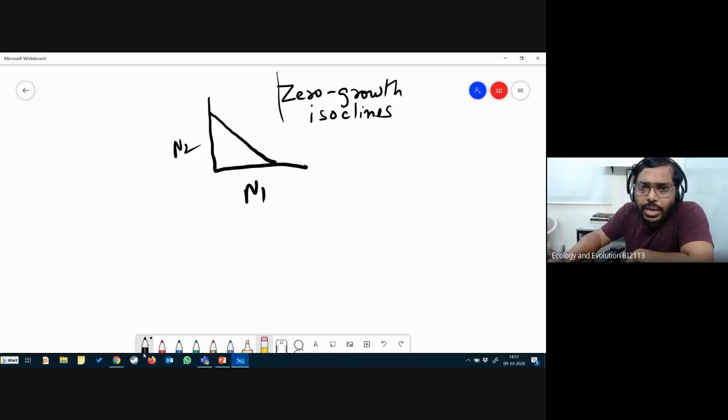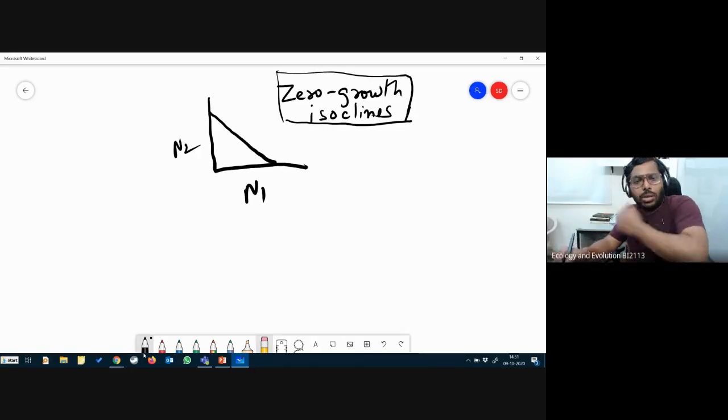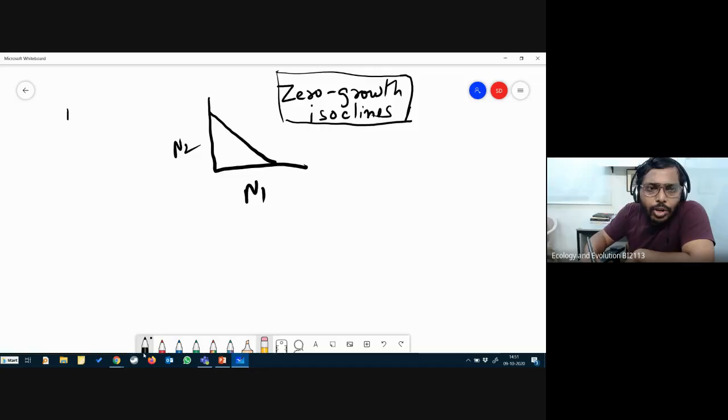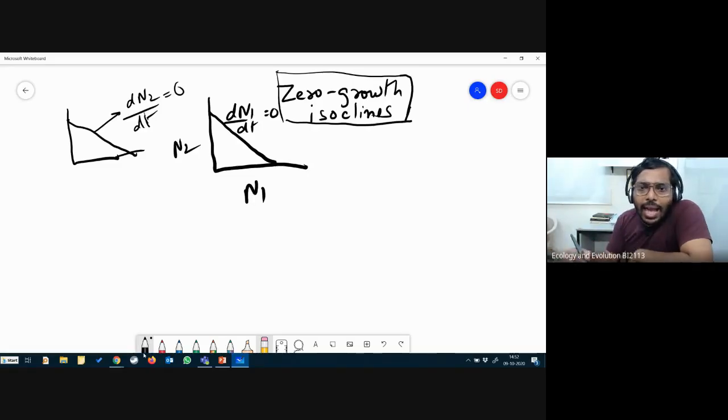Okay, that's the technical term for them. Now if I have two such lines, one for dn1/dt equal to 0, the other for dn2/dt equal to 0, then I can arrange these two lines in 4 ways. Okay, 4 ways and not more than 4.